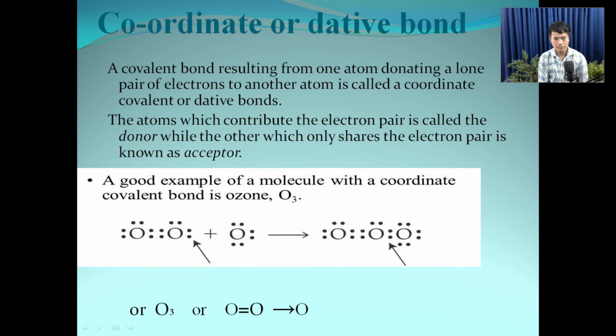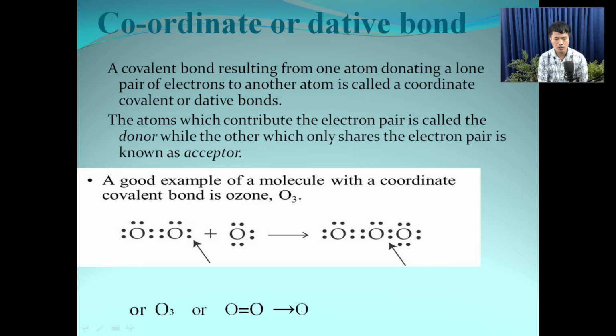Coordinate or dative bond: a covalent bond resulting from one atom donating a lone pair of electrons to another atom is called a coordinate, covalent or dative bond. In coordinate or dative bonds, an atom which is already stable donates electrons to another atom which is deficient of electrons. Here we can see that we have an oxygen molecule which is already stable.